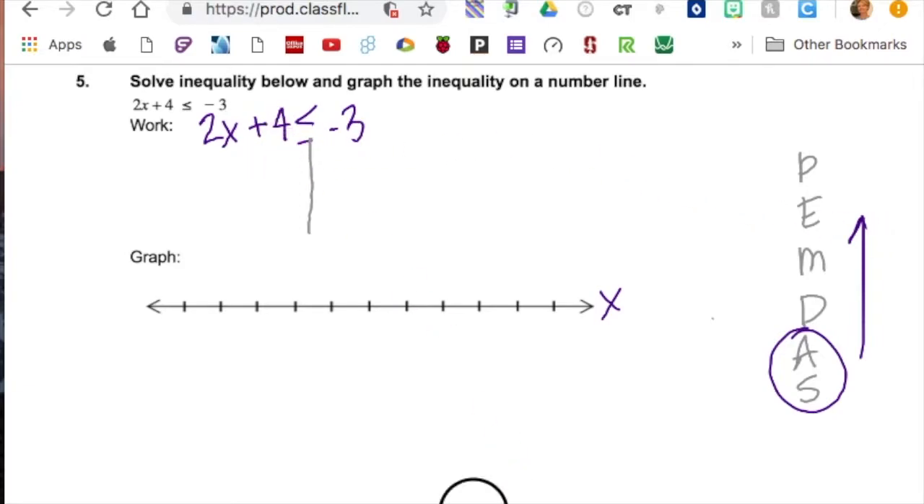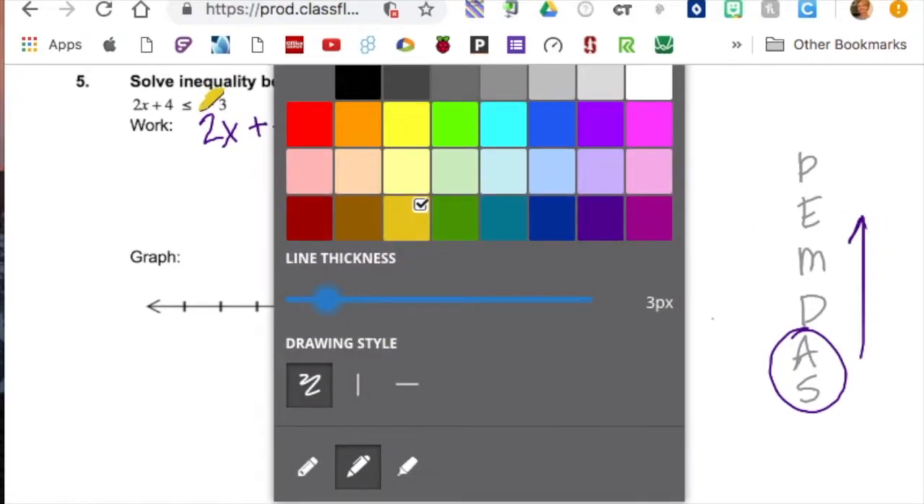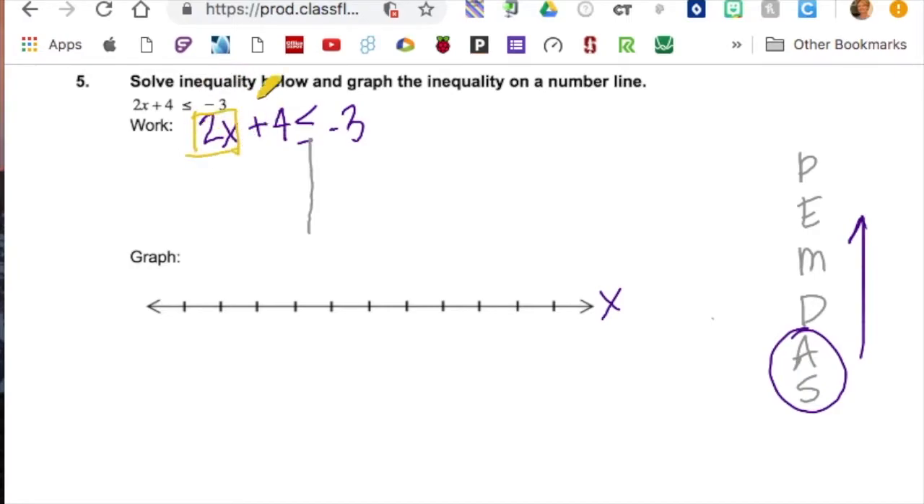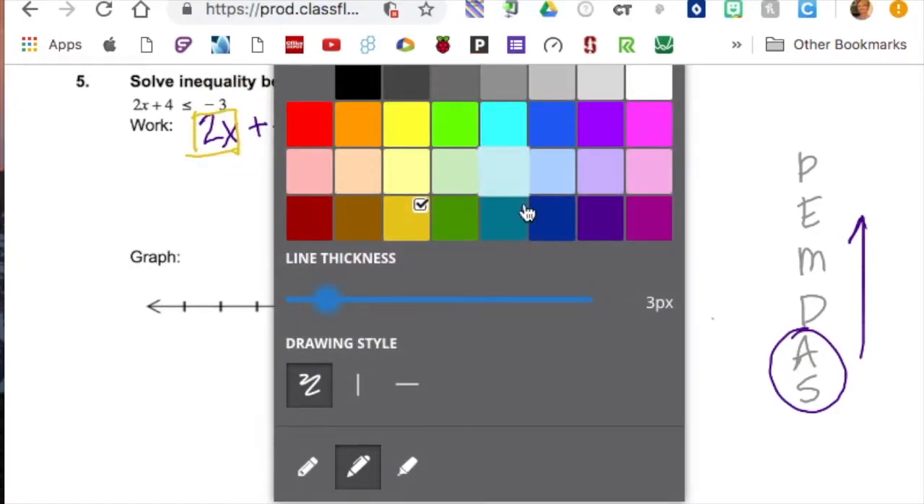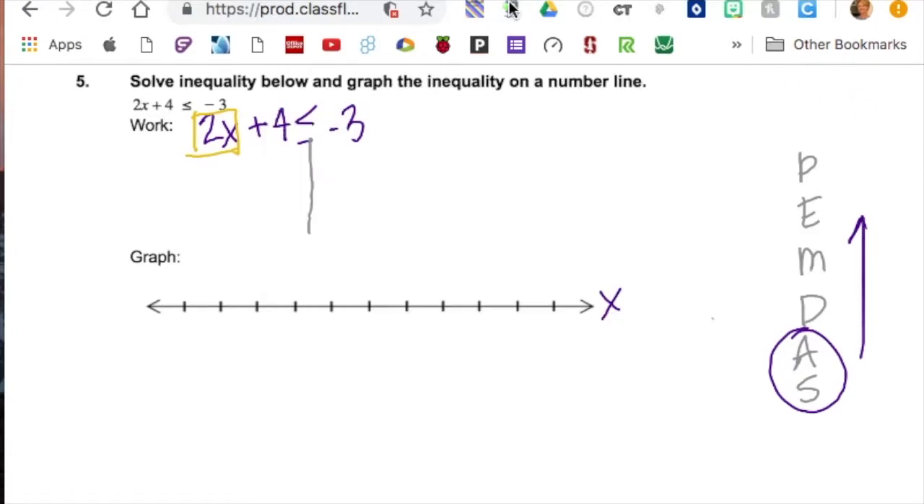If I put my variable term in a timeout, I'm going to put it in a little box, and I can't do anything with it until that box is all by itself on the left side of our inequality. So I have something in a box, plus 4 is less than or equal to negative 3. So I need to get rid of that plus 4. The inverse or opposite is minus 4.